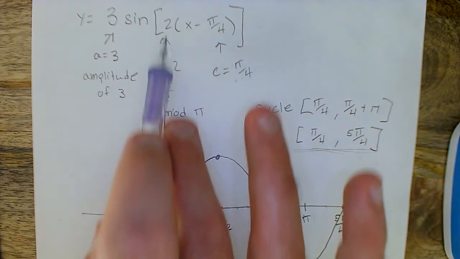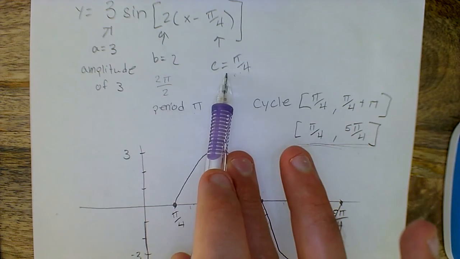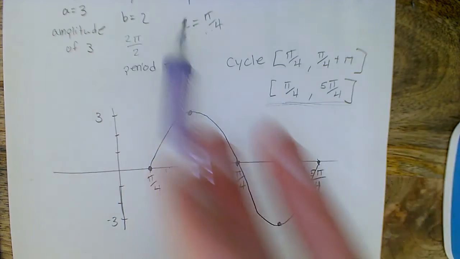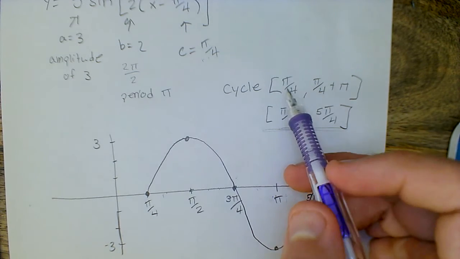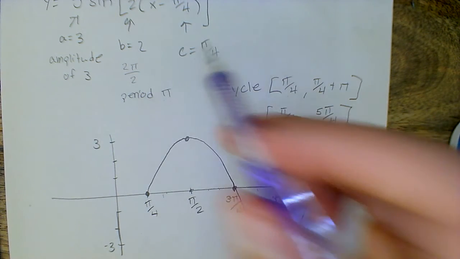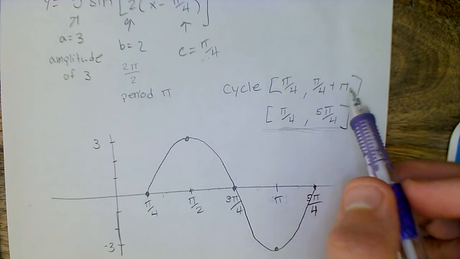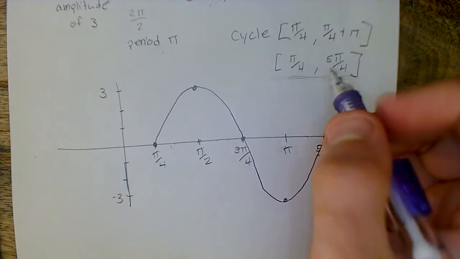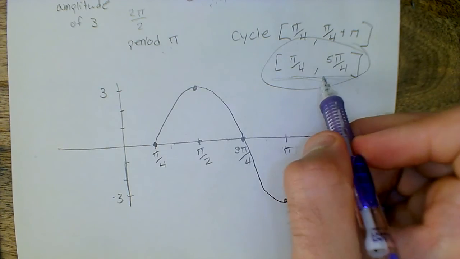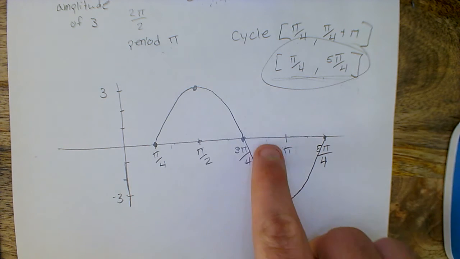Okay, so again, to illustrate this process, you first figure out what your amplitude, your period, and your phase shift are, and then you create your cycle interval. It starts at the phase shift number, c equals pi over 4, and then you add to your phase shift the period. Okay, so that's our interval that we have.